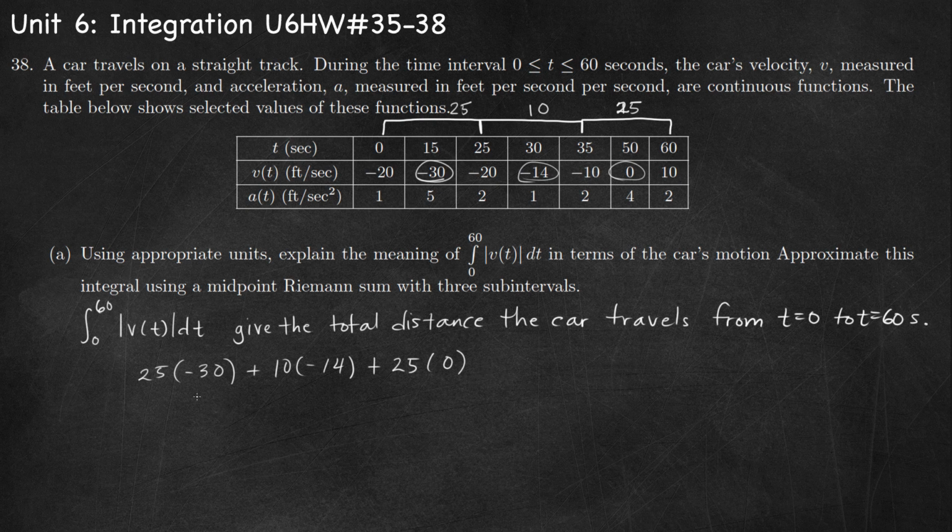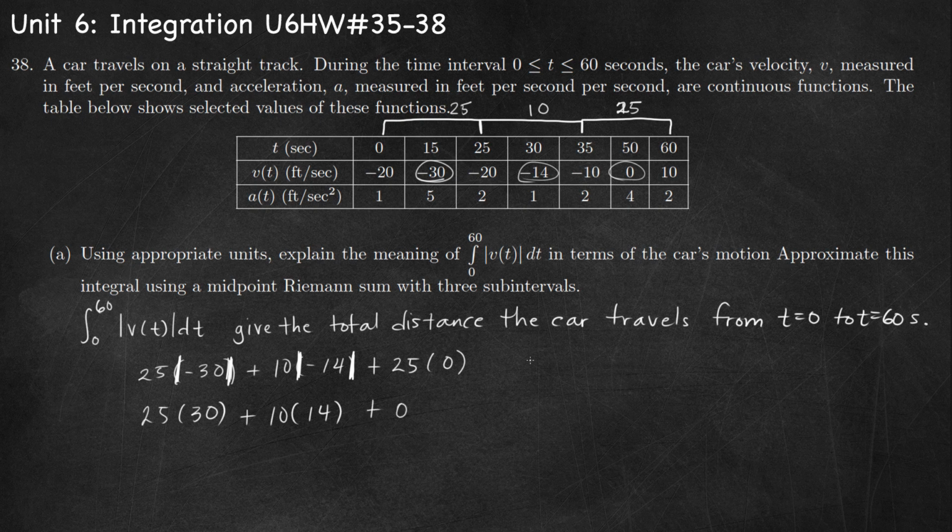Now this would give me the net distance. This Riemann sum is going to give me the net accumulated area. And that's not what I want. I want the total distance traveled, so I really need to take the absolute value of the velocities. So I want to multiply by the absolute value of negative 30 and the absolute value of negative 14.